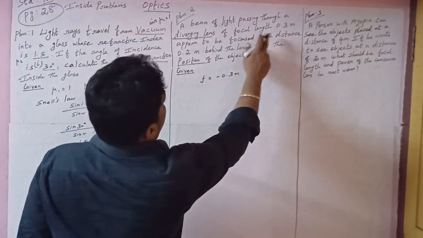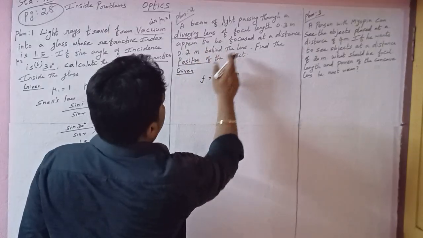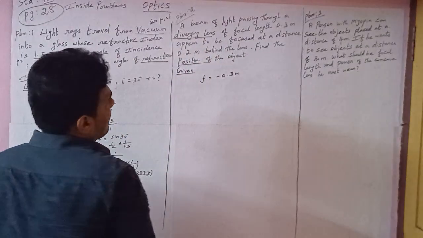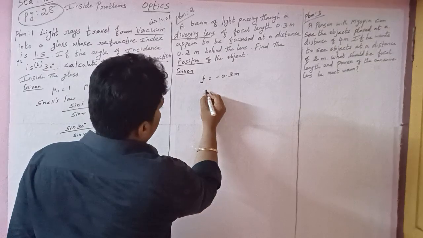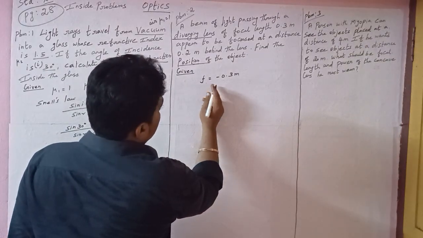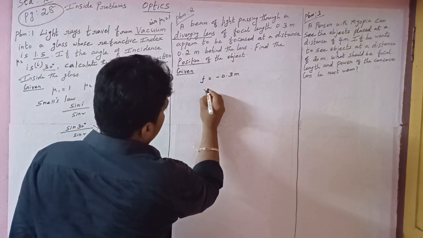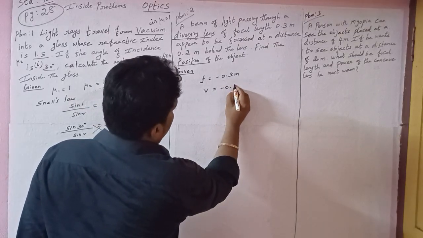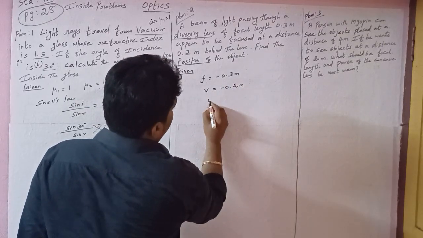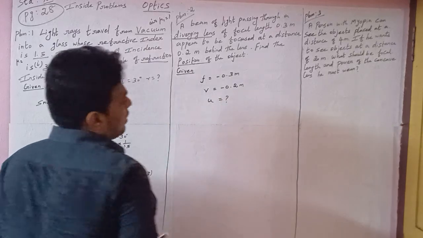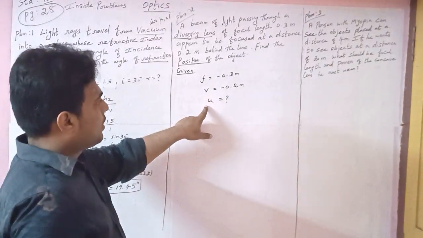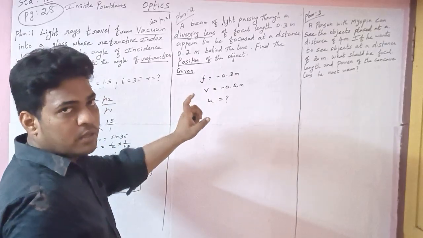Next, 0.3 meter appear to be focused at a distance 0.2 meter behind the lens. Okay, behind the lens நமக்கு நம்ம எதை ஃபைண்ட் பண்ணோம், find the position of the object. V ஓட வேல்யூ கொடுத்தாங்க. What is the V ஓட வேல்யூமா, -0.2 meter. Okay, only நம்ம U ஓட வேல்யூ தான் ஃபைண்ட் பண்ணணும். Only you got to find out the U. அப்போ U ஓட வேல்யூ ஃபைண்ட் பண்ண ஒரு சின்ன ஃபார்முலா தான், லென்ஸ் ஃபார்முலா.